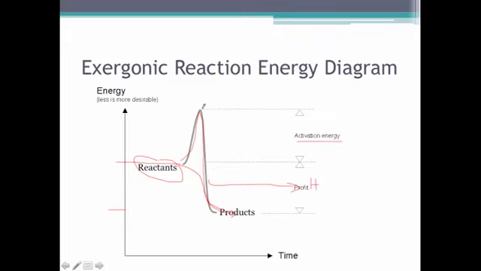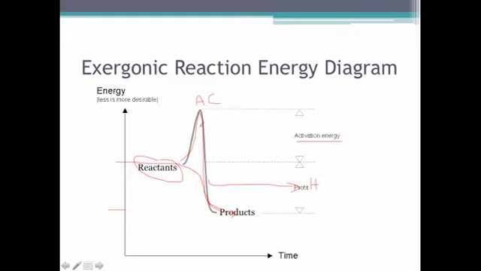This kind of transition period here, where things are no longer reactants nor are they products, is actually called the activated complex, and I'll just abbreviate that as AC, because if I tried to write it, it would look horrendous. So that's the activated complex there.